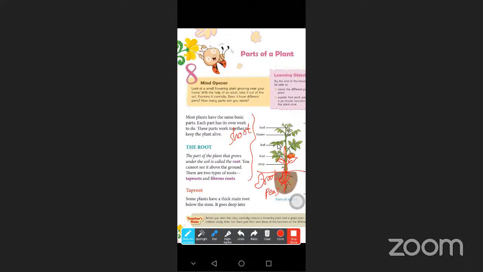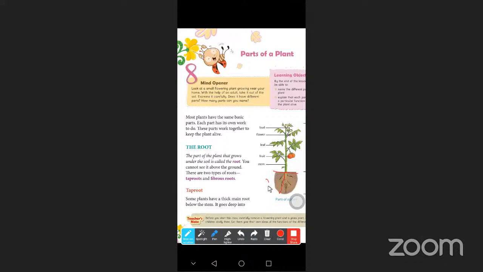Next are the leaves. You may see leaves on the plant, and the leaf is green in color. Next, the bud. The flower is contained in the bud. After that it can turn into a flower, and the flower can turn into a fruit. You can see it in the picture.